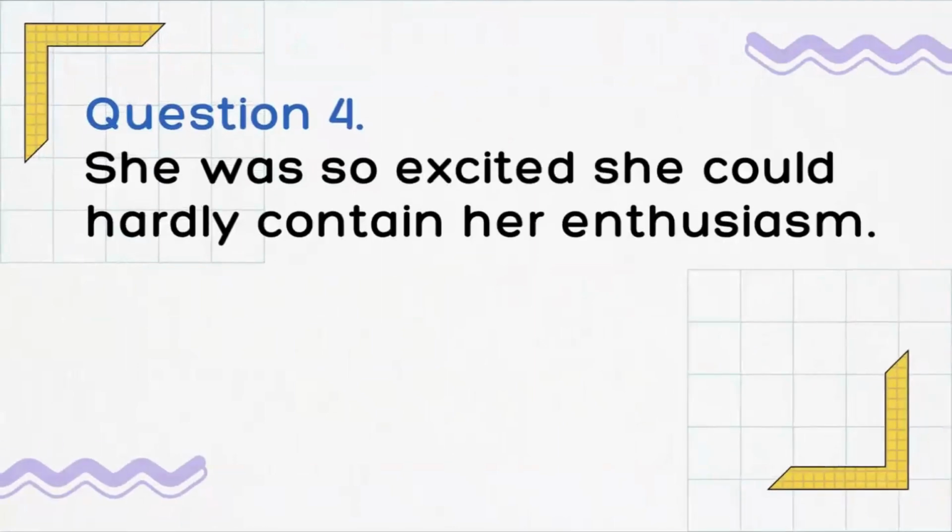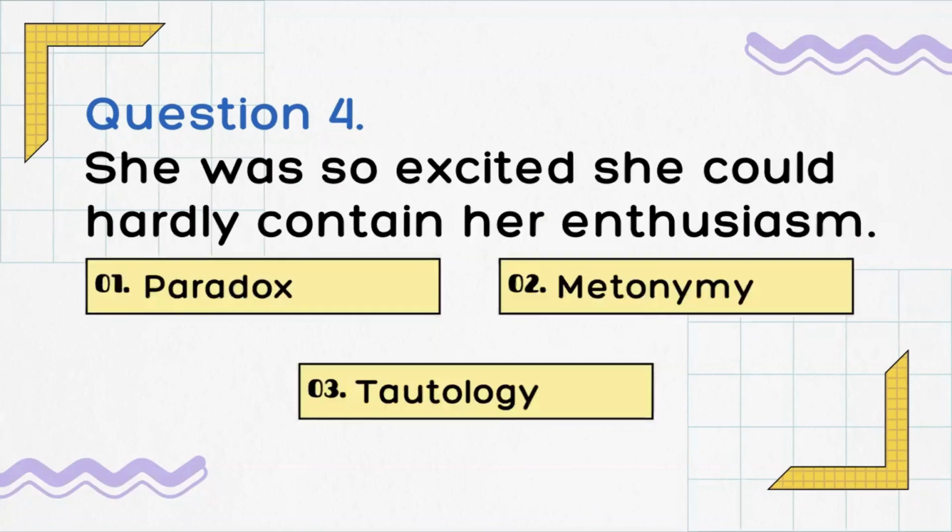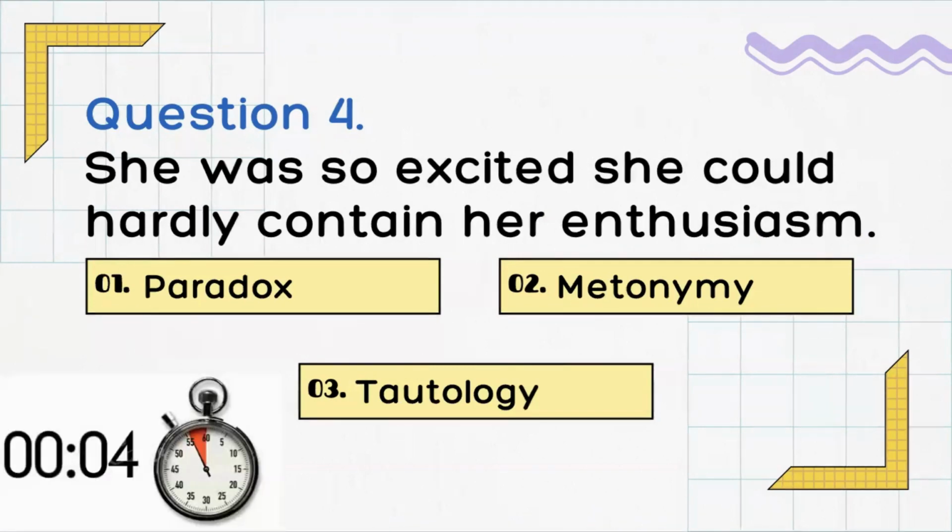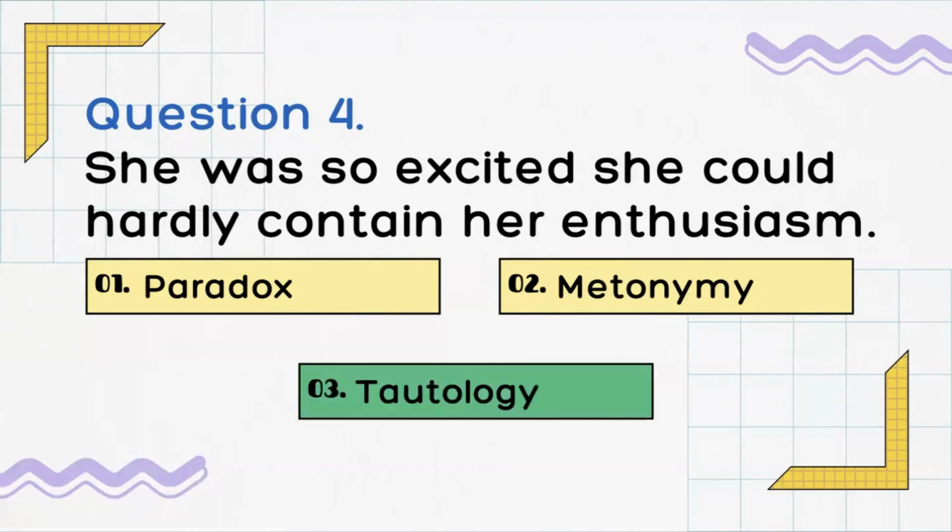Let's see the next question. She was so excited she could hardly contain her enthusiasm. The options are paradox, metonymy, and tautology. Here we go. The correct answer is tautology, as excited and enthusiasm have the same meaning.